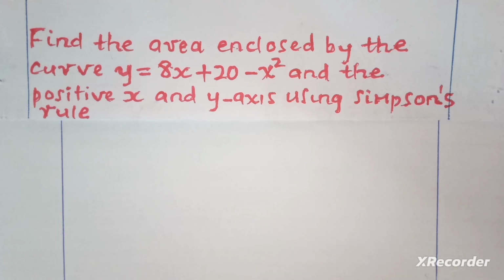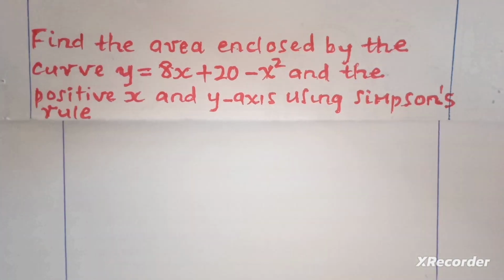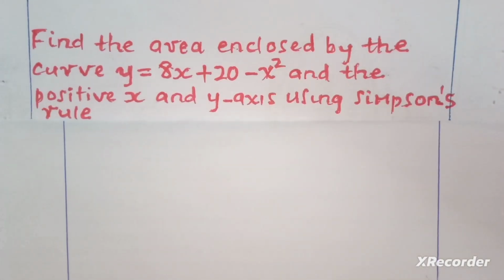So guys, we are going to begin our question, and this is on Simpson's rule. So I read the question and then we do it. The question reads: find the area enclosed by the curve y equals 8x plus 20 minus x squared and the positive x and y axes using Simpson's rule.